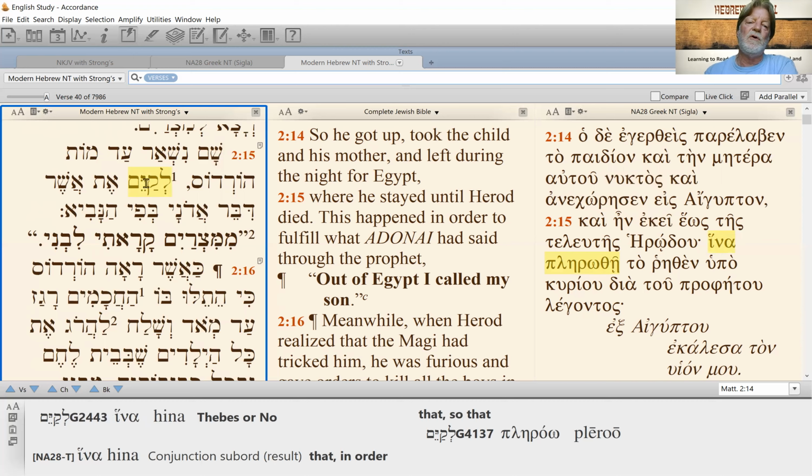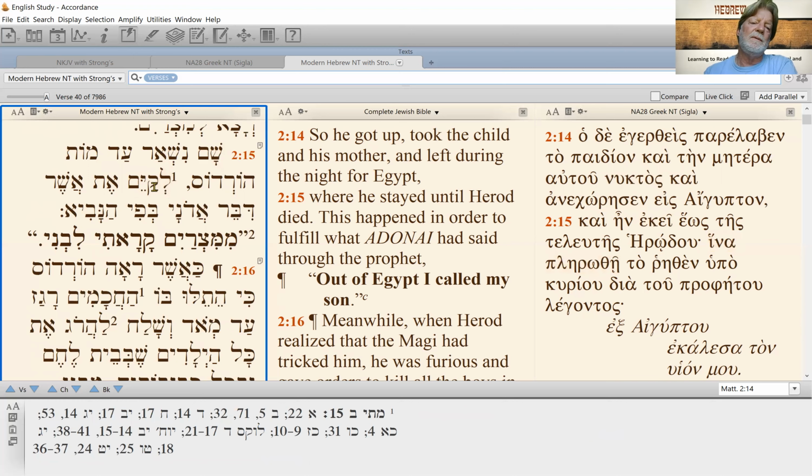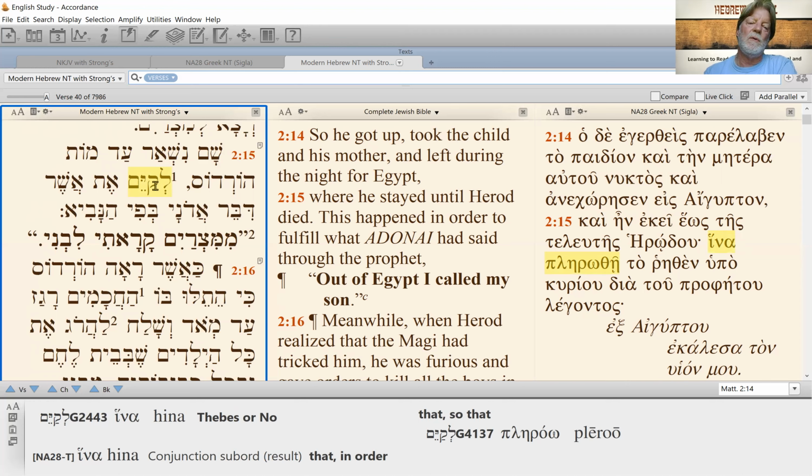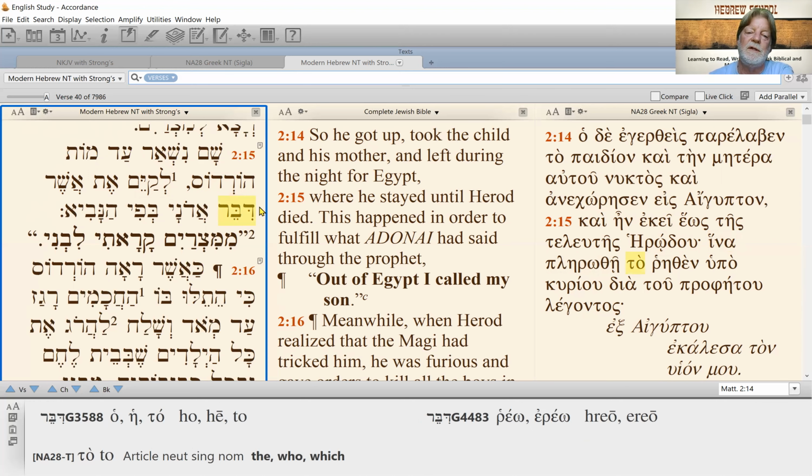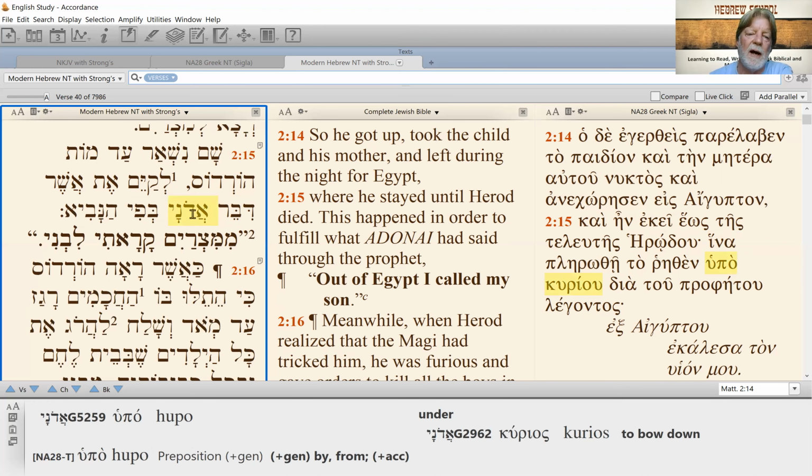L'kayem, to fulfill. Kayam means to rise up. So one of the ways that something can rise up is to fulfill, like for a prophecy to be fulfilled. The prophecy arose when it was filled. L'kayem, to fulfill. Et, direct object indicator. Asher, which was. Diber, spoken. Adonai, which the Lord had spoken.